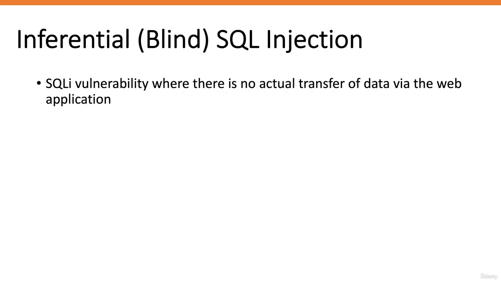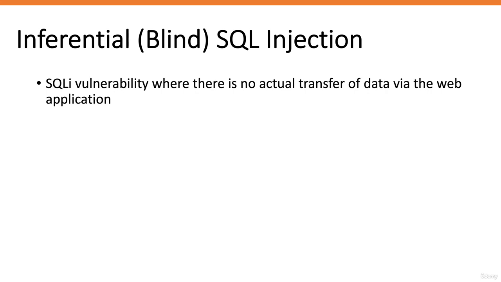Inferential or blind SQL injection is a SQL injection vulnerability where there's no actual transfer of data via the web application. So unlike in-band SQL injection, where we directly saw the output of the SQL injection displayed for us in the application, in the case of blind SQL injection, the database does not output data to the web page. And so this forces the attacker to steal data by asking the database a series of true and false questions, and then determining based on how the application responds, whether the application responded with, yes, this is a true statement versus no, this is not a true statement.